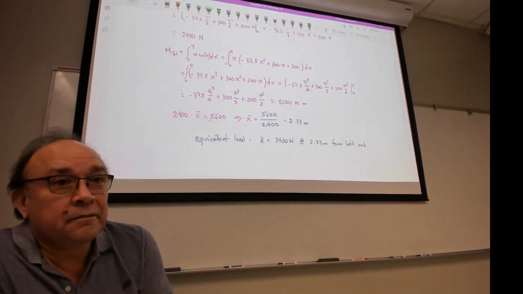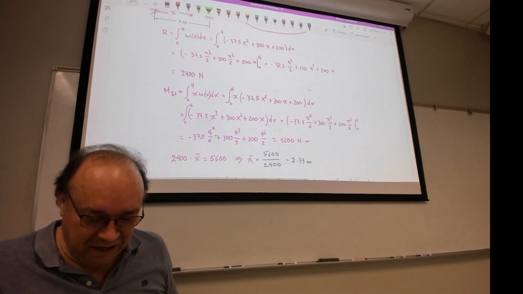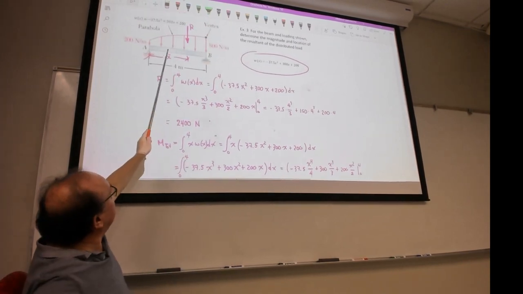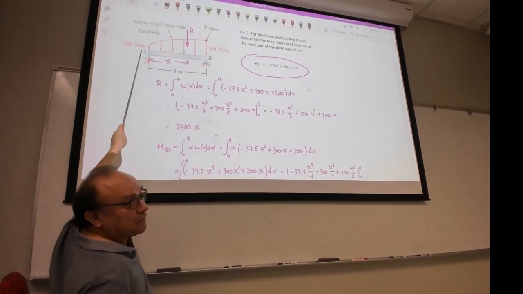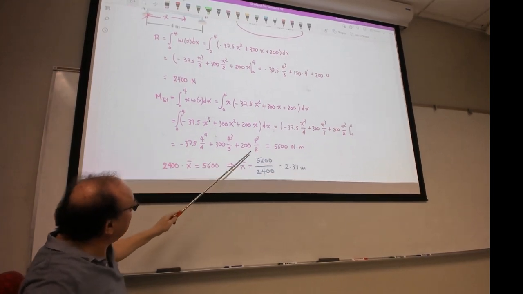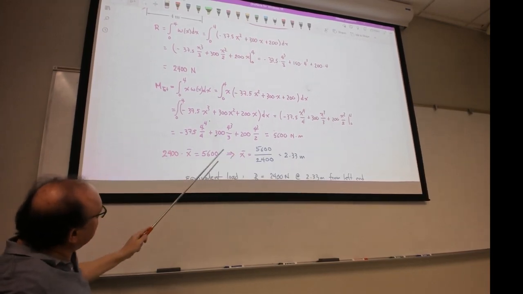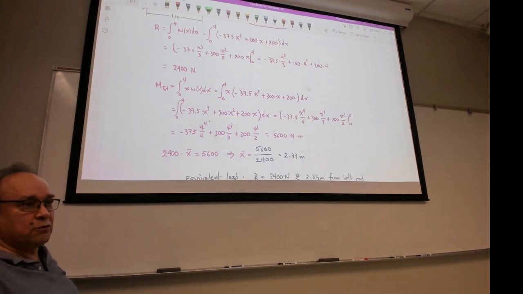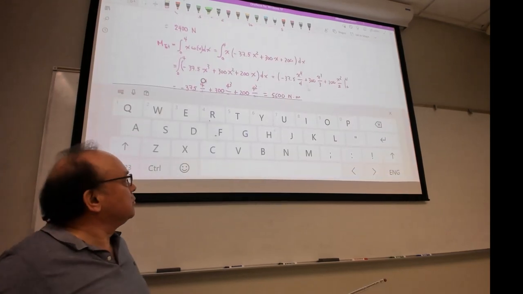And then the 2400 times x bar, where does that come from again? This force is R, right? It's the equivalent force. We found this force. At what distance do you have to put it? This distance multiplied by this force is the moment, and it has to be equal to the moment produced by the whole distributed load. And that moment is this. So we say 2400, the force, times x bar has to be equal to the moment of the whole distributed load. From here you solve for x bar. X bar is this divided by this. Okay? Good. More questions?